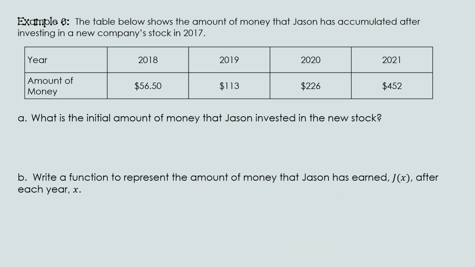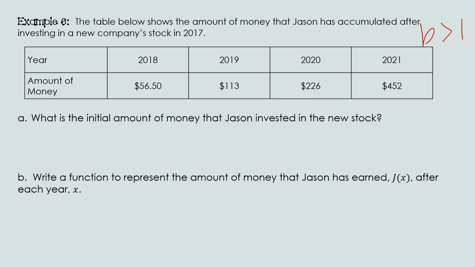So example 6 is giving us a table. The table below shows the amount of money that Jason has accumulated after investing in a new company's stock in 2017. So it's giving me 4 different years of values. Now we can see that the stock is increasing. So that's really helpful. That tells me that the base needs to be something bigger than 1. So when I find my base, if it's less than 1, a decimal, or a fraction that's smaller than 1 but bigger than 0, that would be a red flag, okay?